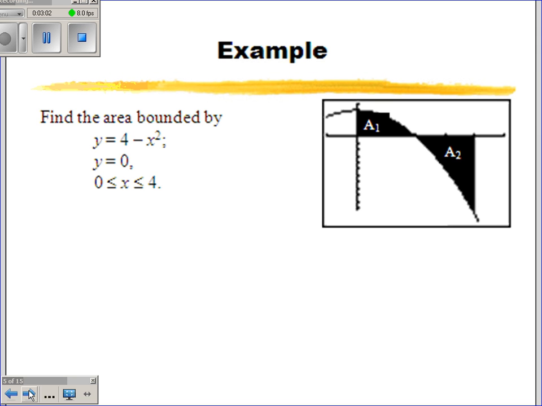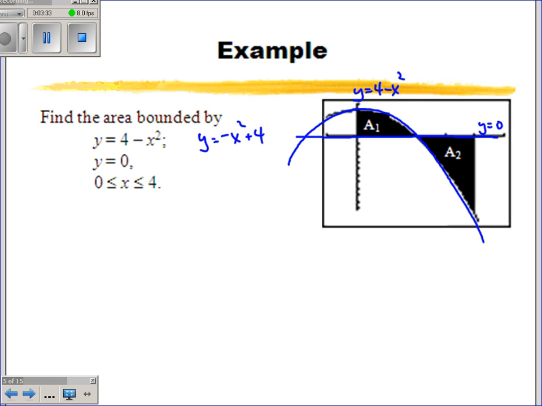Okay, so I want to find the area bounded by these functions. Y equal to 4 minus x squared. Remember, that's just the parabola minus x squared plus 4. So that's just this parabola right here. Y equals 0 is just our x-axis. You've got to get a picture of these or you're not going to have a chance to get the answer right. So always get a sketch or graph it on your calculators to know what area it is.